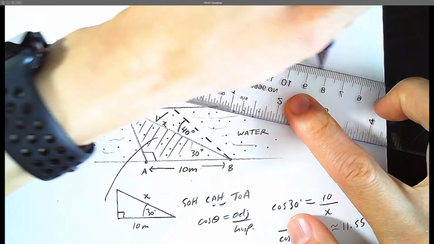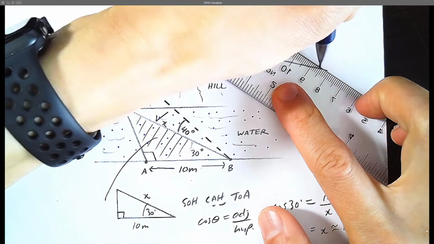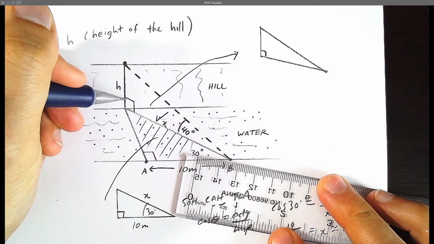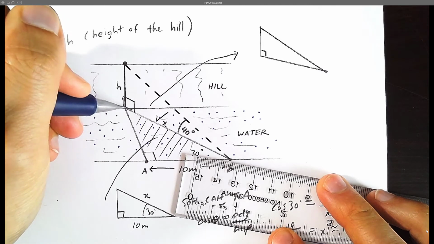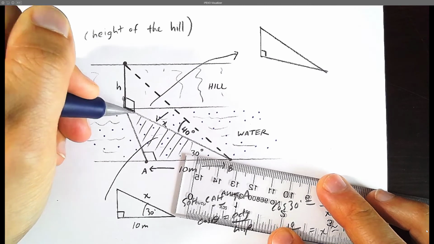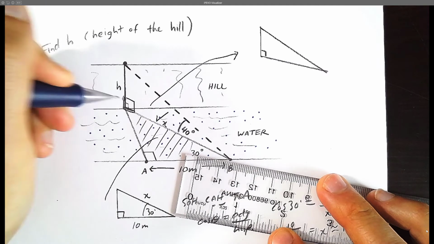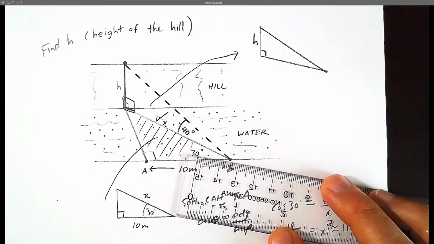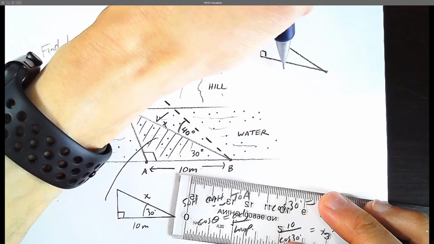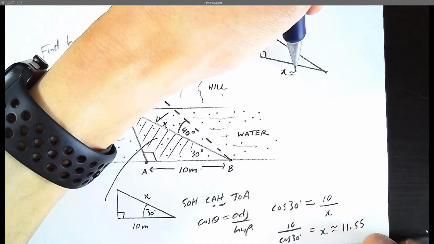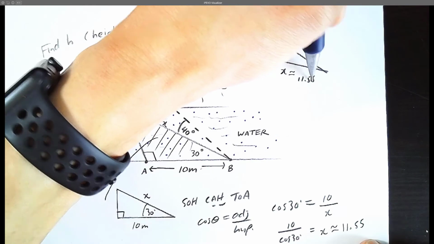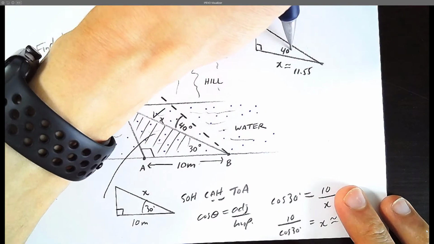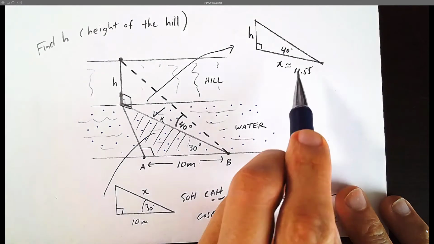So what we have is this nice right triangle. And if you don't believe this is a right triangle, imagine someone sitting here with their legs out. Even though their legs are out, they're sitting at a right angle, and that's okay. So h is what we're trying to solve, the actual height of the hill. And we know this is x, which is approximately, as we solved before, 11.55. And we know this angle is 40 degrees.